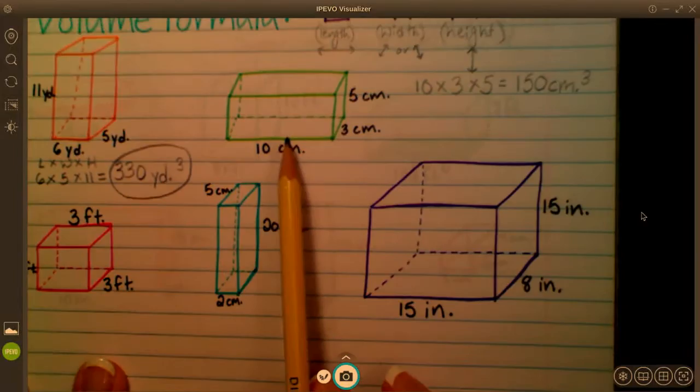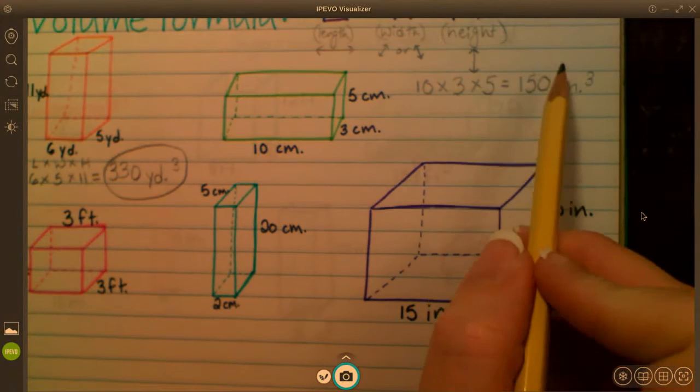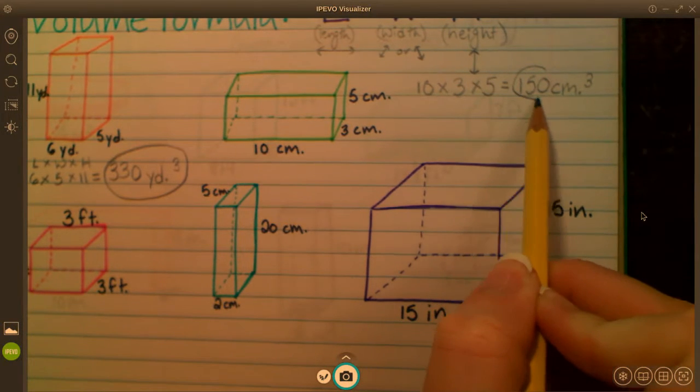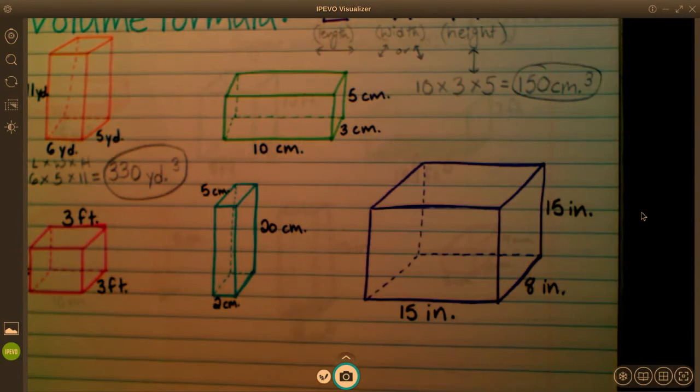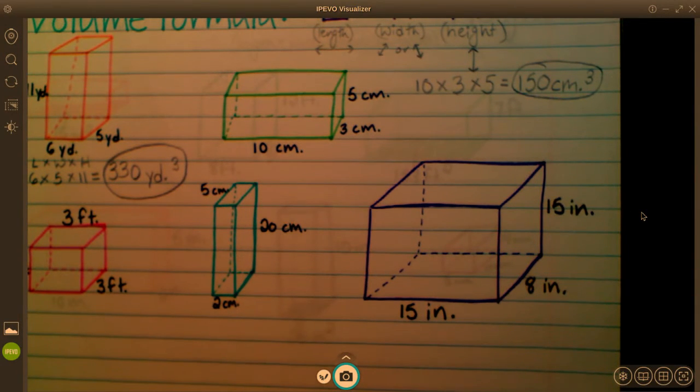So for my green prism, it's 150 centimeters cubed. That is my volume. Now let's look at our pink one.